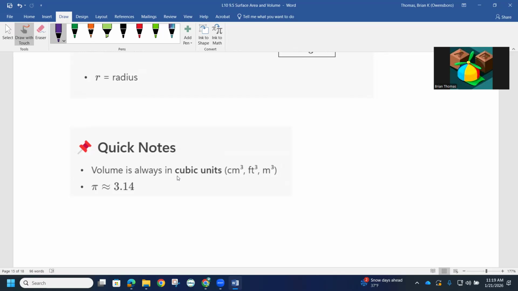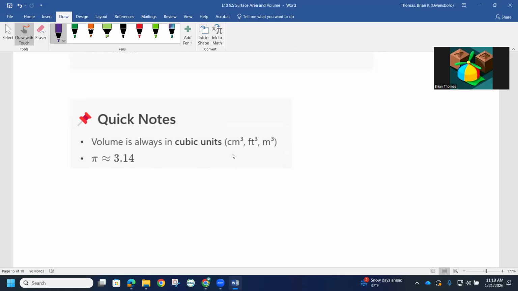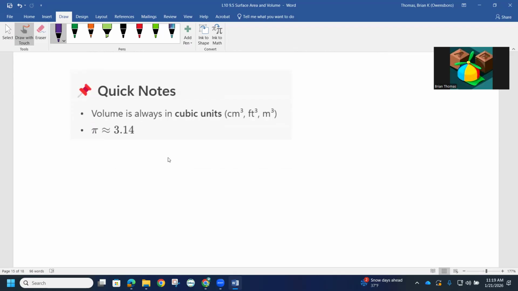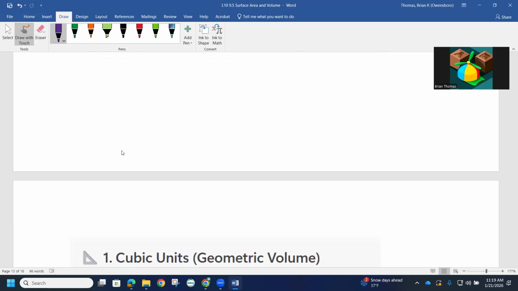So again, volume is always measured in cubic units: cubic centimeters, cubic feet, cubic meters, if you will. Or again, sometimes I say centimeters cubed, feet cubed, and meters cubed. So we have a couple of ways of saying that. And for pi, we usually use 3.14 when we get into the curvature stuff, like the circles, the spheres and the cones.